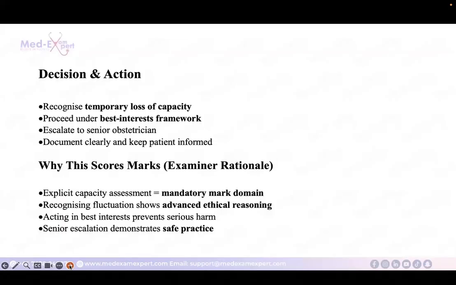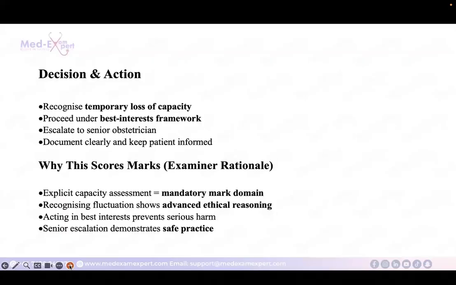yes, you recognize there's a temporary loss of capacity, but as a doctor, you have to proceed in the best interest of the patient, and you escalate to the senior obstetrician, and then you document clearly in the patient's notes. What will I document? What will I document?